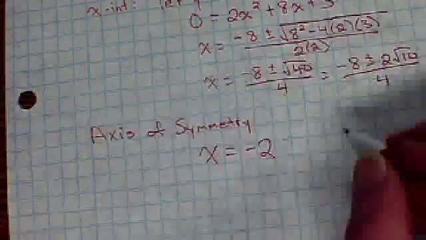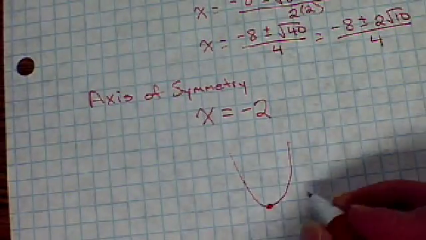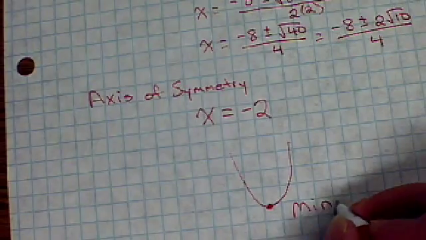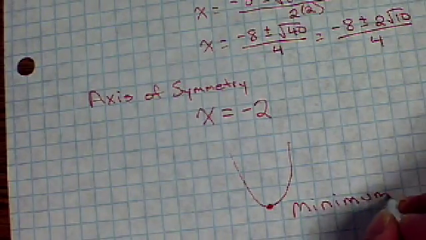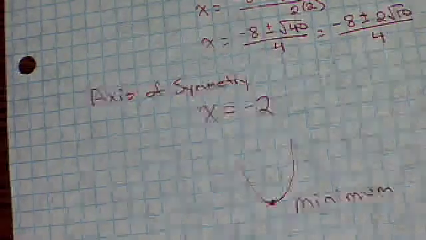Now this one would be a graph that's opening up. So that vertex would be down here. That vertex would be what we considered a minimum value. Every other point on the graph is higher than that point.